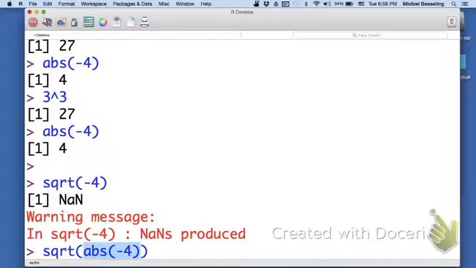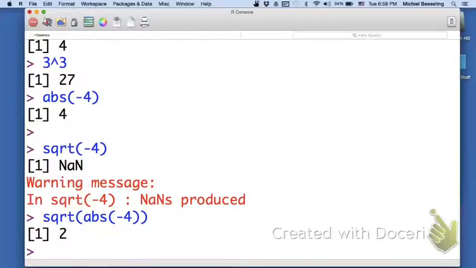So what does that mean? Order of operations says it's going to do everything inside the parentheses first. So, sorry, it's going to do what's inside the parentheses, which is taking the absolute value of -4, which will get us +4. And then it'll take the square root, so it should get us a nice value of +2, which it does indeed.